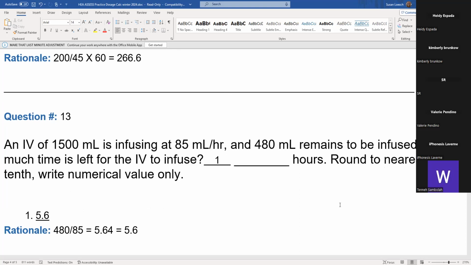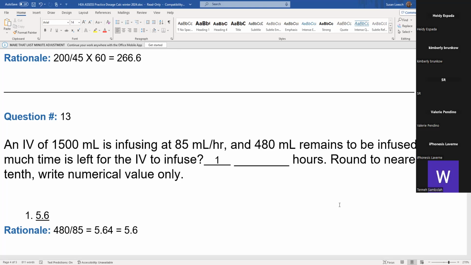You don't have to multiply the 5 times the 60 because that's already in hours for you, right? You're going to take that 0.6 times 60. It should give you 36 minutes. So that would be 5 hours and 36 minutes. So if I said, what time did this stop? And I gave you a time like 9 o'clock, then you would have to add the 5 hours and 36 minutes.